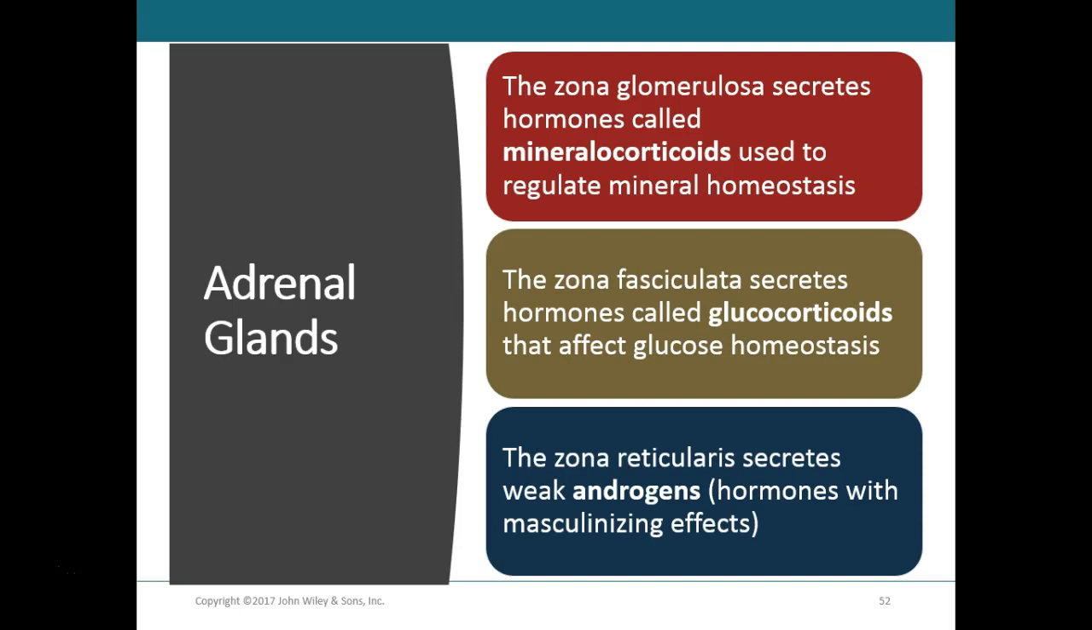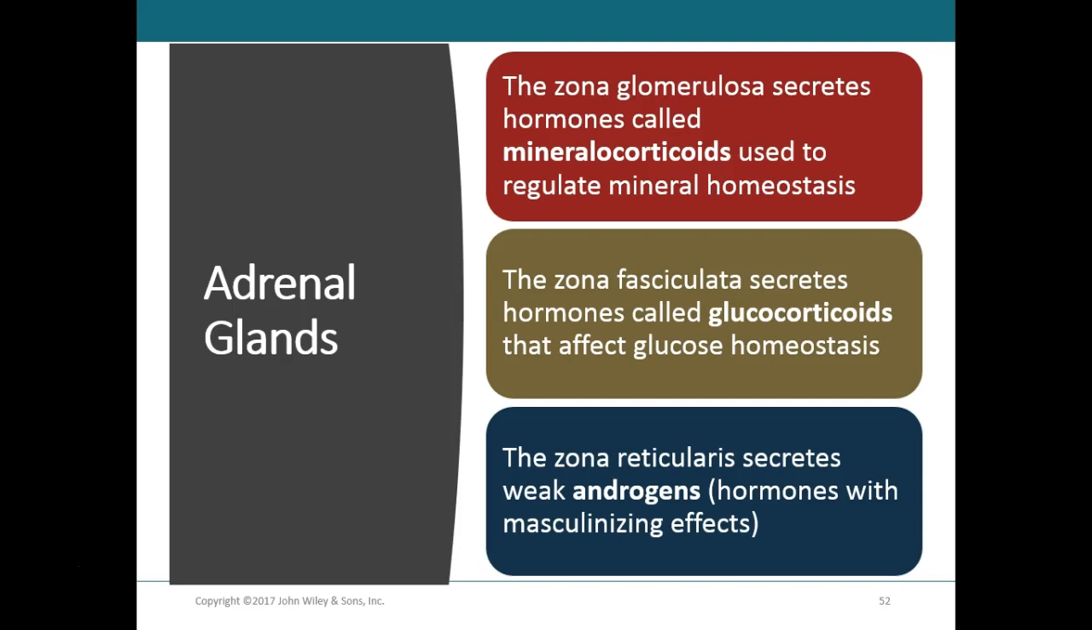The middle zone, the zona fasciculata, a fascicle is a little bundle, is the widest of all three of these zones, and it consists of cells arranged in sort of long, straight columns. The cells of the zona fasciculata secrete mainly glucocorticoids, primarily cortisol, and they're named because they affect glucose homeostasis.